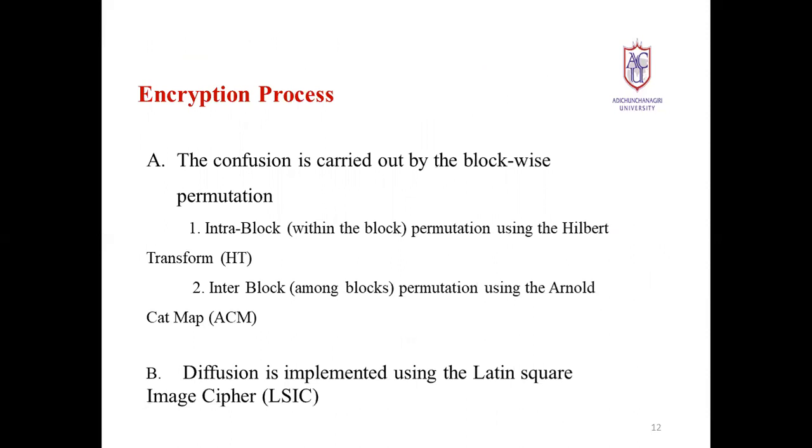In the encryption process, there are 2 operations. The confusion is carried out by blockwise permutation: intra-block using Hilbert transform, interblock using Arnold cat map. Diffusion is implemented using Latin square image cipher.